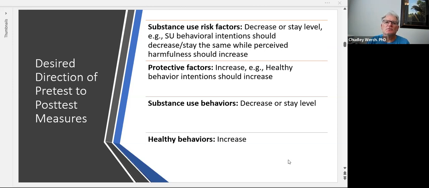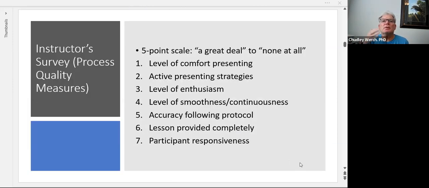Okay, that's what you're looking for from pre to post, and most of you said you're interested in comparing pre and post. Let's take a look at the instructors survey. This is a process measure. It's a measure of the quality of your implementation of your PPW lesson or your program. You've got 7 key indicators or measures. They're all assessed on a 5-point scale of a great deal to none at all. You can see what they are.